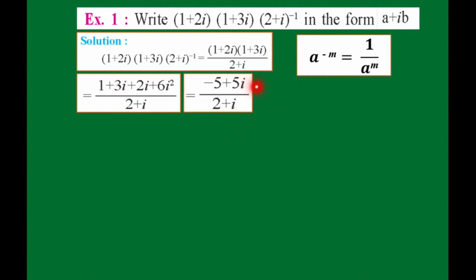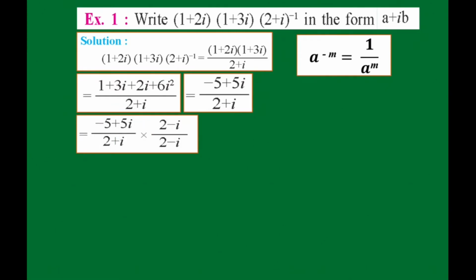Now this is in the form of z1 upon z2. So we have to take the conjugate of the denominator. So in the denominator the number is 2 plus i, so its conjugate is 2 minus i. So we multiply and divide by 2 minus i, that is the conjugate of the denominator. So in the denominator we write 2 plus i into 2 minus i, that is 2 square minus i square. i square is minus 1, so we use here 4 plus 1, which is 5.